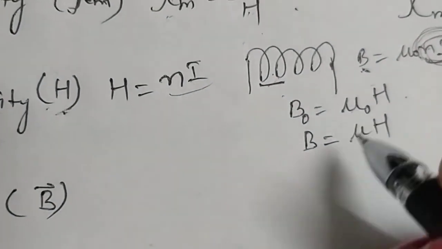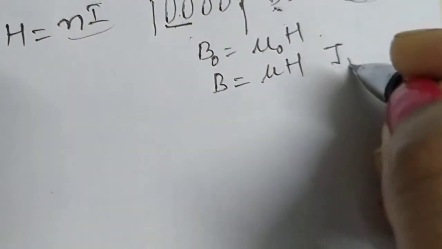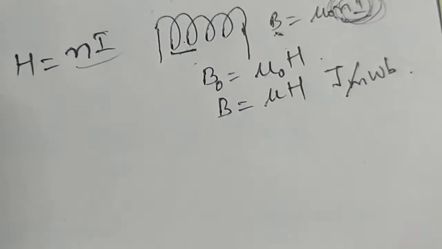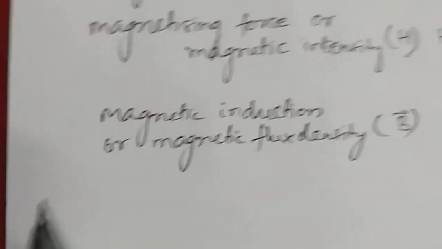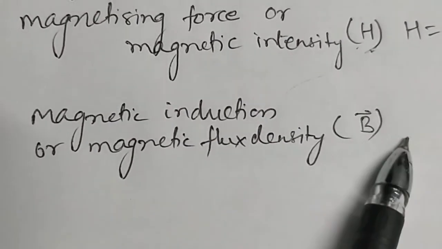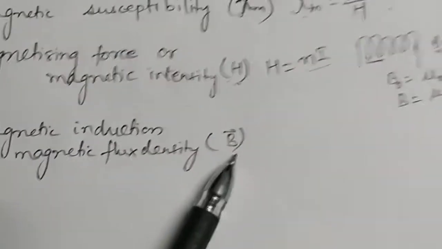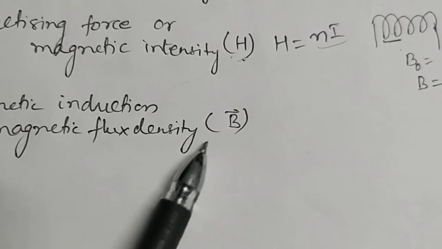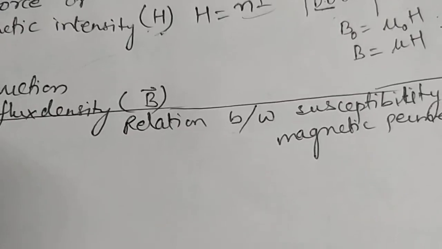Okay, and what will be its SI unit? Its SI unit will be joules per meter per Weber. Okay, now the last term which you need to know is magnetic induction or magnetic flux density, which we have been doing, and its unit is Tesla. This is basically magnetic field strength. SI unit is Tesla. So we will see how they are related to each other.